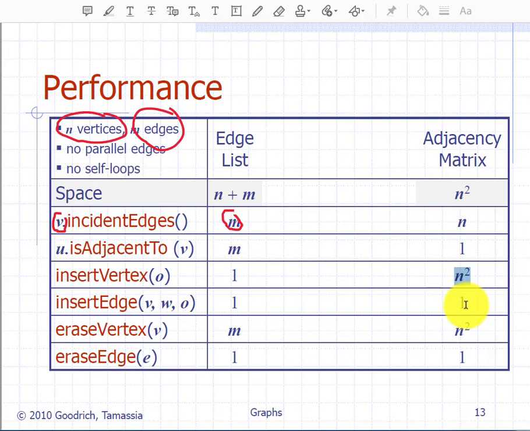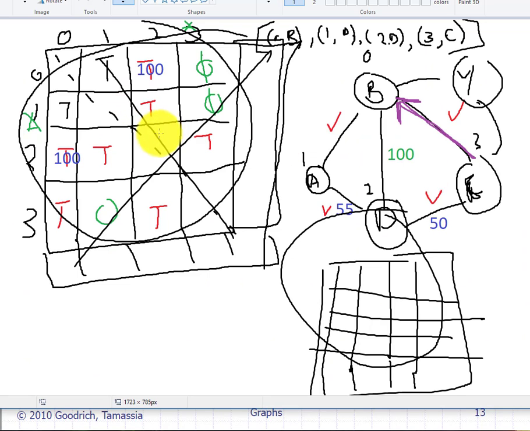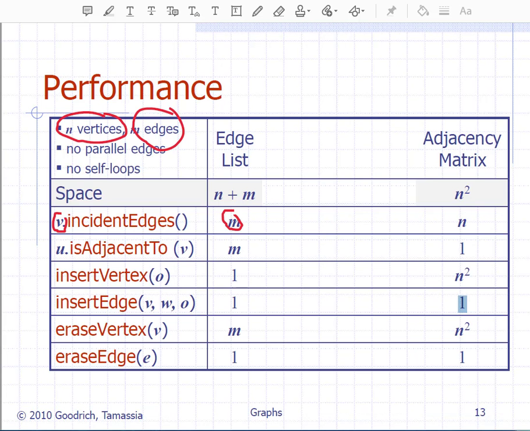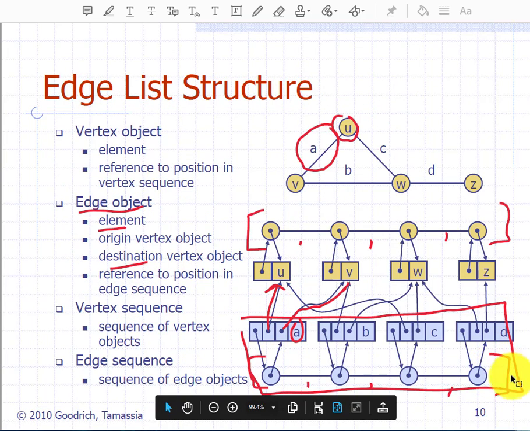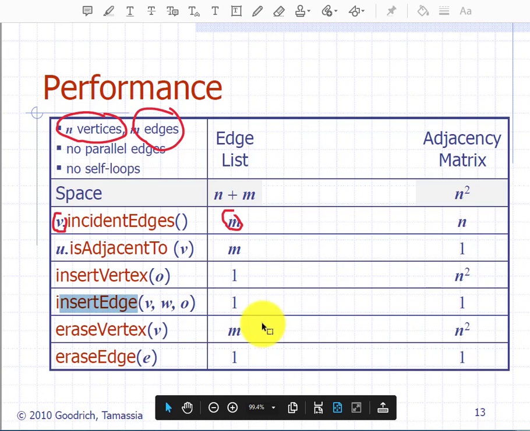compared to O(1). Finally, inserting an edge isn't difficult, because inserting an edge in an adjacency matrix just means that we're going to index a cell and insert an edge. But inserting an edge into an edge list means that we would simply extend this by one more and then mention the vertices that the edge involves. As simple as that. So it's O(1) as well. Erase vertex, the same story.